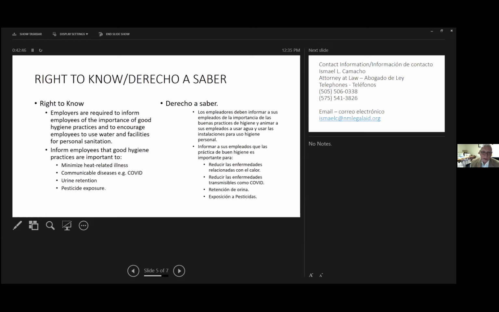Inform employees that good hygiene practices are important to minimize health-related illnesses, to disclose communicable diseases, for example, COVID, and also to help them prevent urinary retention and pesticide exposure.